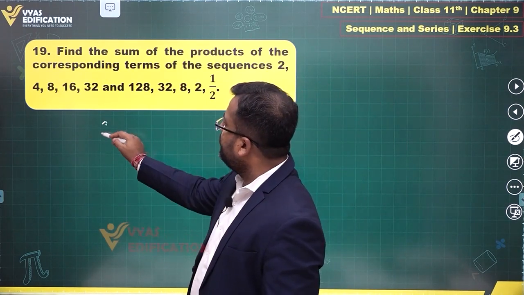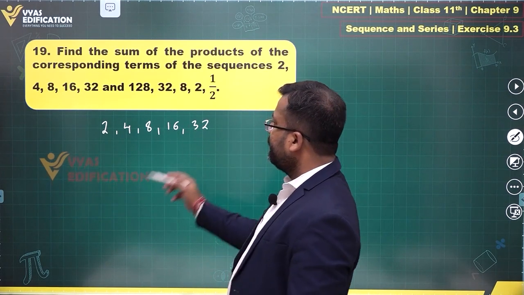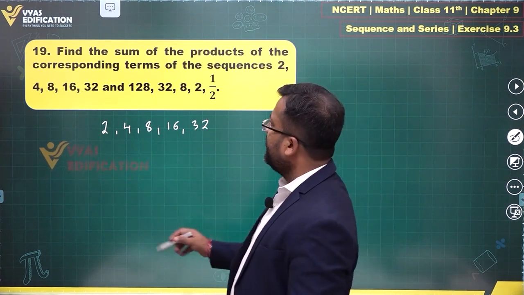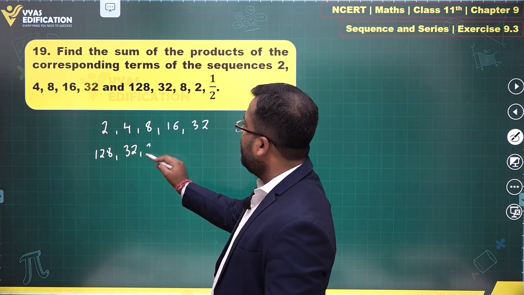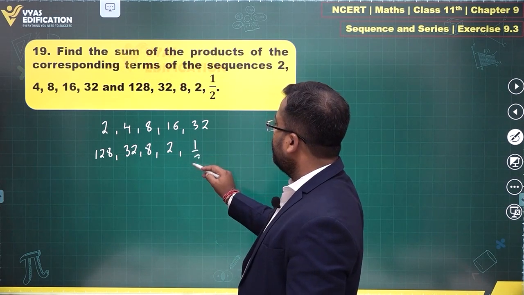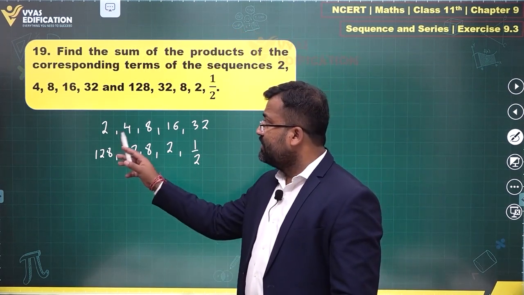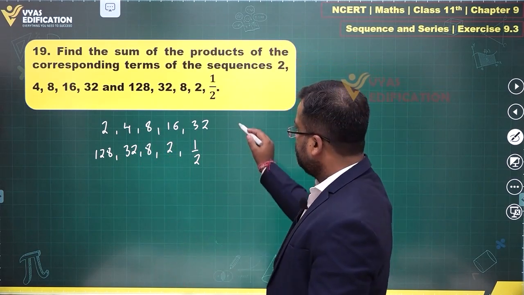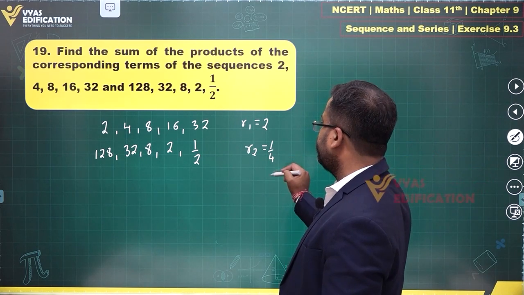So 2, 4, 8, 16, 32, that's the sequence. It contains 5 terms. This is a geometric progression. Then you have 128, 32, 8, 2, 1/2. This is also a geometric progression. Can you see that? The common ratio here is 2, and the common ratio there is 1/4. R1 is 2, R2 is 1/4.